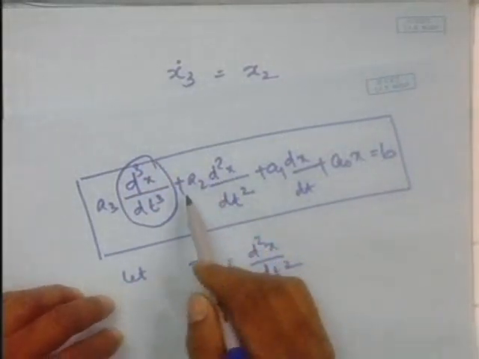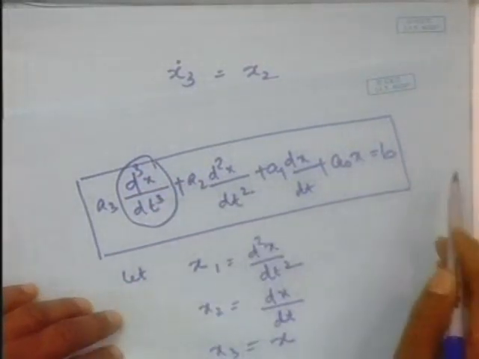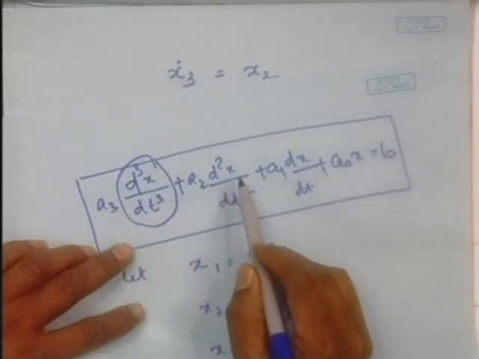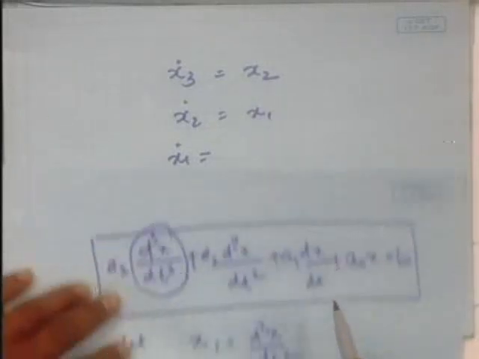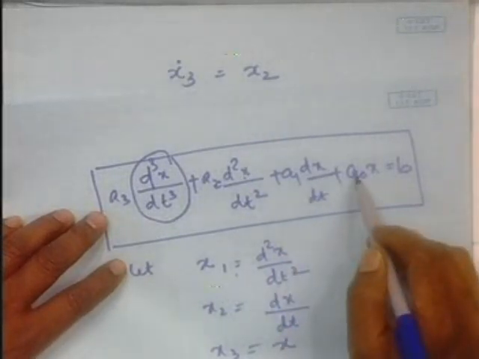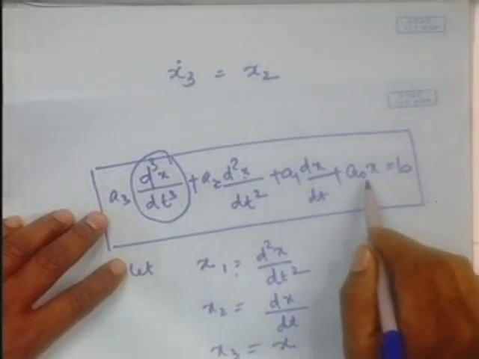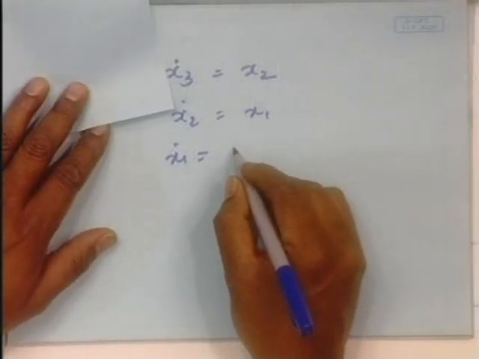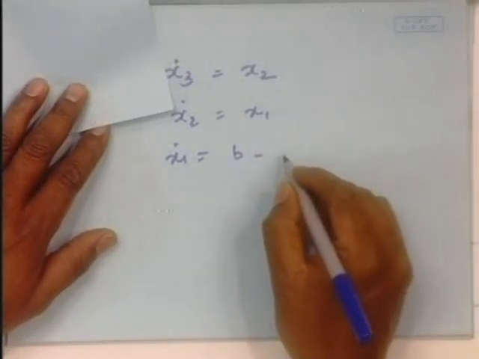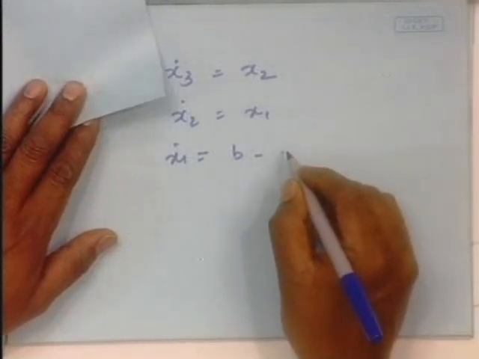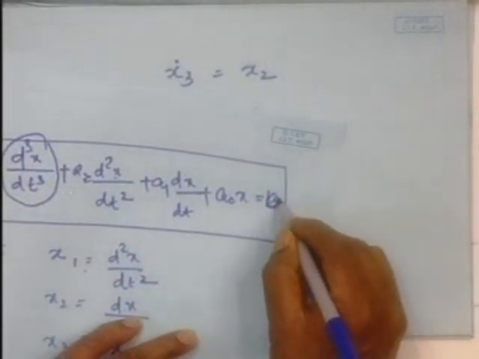So what I can do is take everything to the right hand side. If I take it to the right hand side, you can see b minus a2 into d square x by dt square, you have taken x1. So a2 into x1 minus a1 into x2 minus a0 into x3. So you are going to get this. So you can write this to be b minus... consider b to be 0 for the time being.